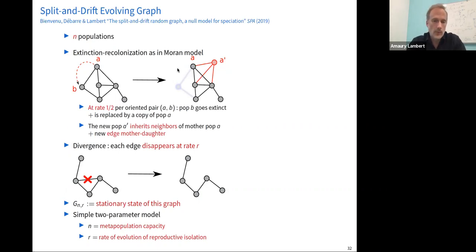So in this paper, whose title you can see on top of the slide, we did not really study the phylogeny, but we studied the stationary state of this process, which is an irreducible Markov chain on a finite space of graphs with n vertices. And so it's a very simple two-parameter model where n is the total capacity of the meta-population, and R is the rate of evolution of reproductive isolation.